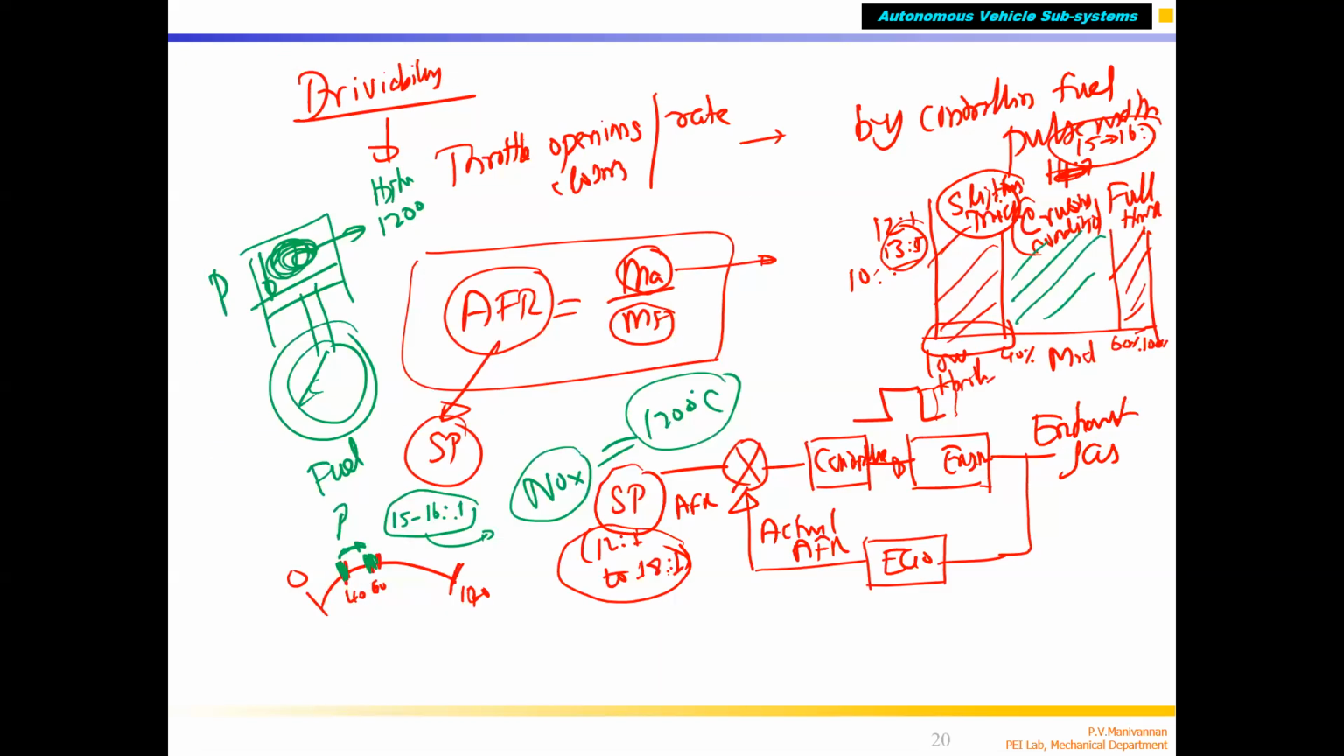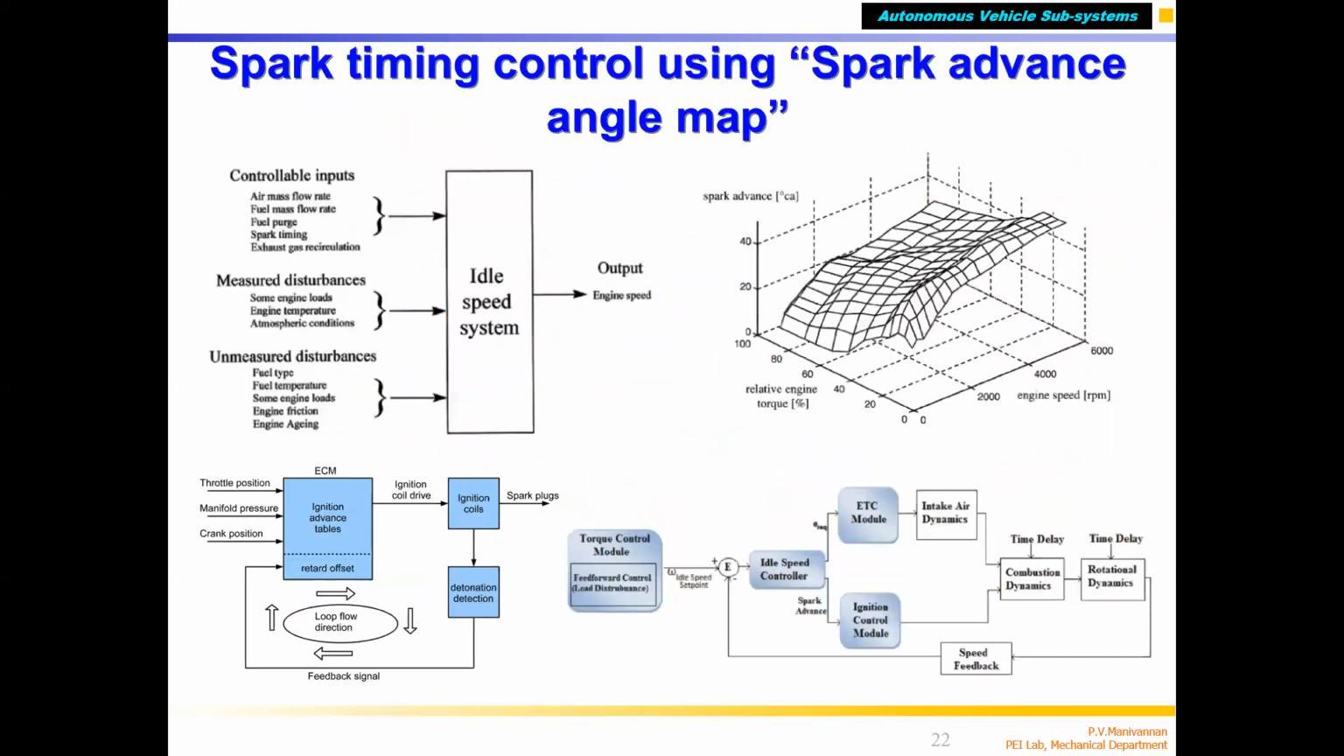So we saw this. Then the next thing I wanted to show is that spark timing also needs to be controlled. Correct? In an SI engine, or gasoline engine, petrol engine, there are two control inputs. One is spark timing, the other one is the air fuel ratio. Correct? What is it that you want to control? You are trying to control the amount of torque produced by the engine. That's what you are going to control.